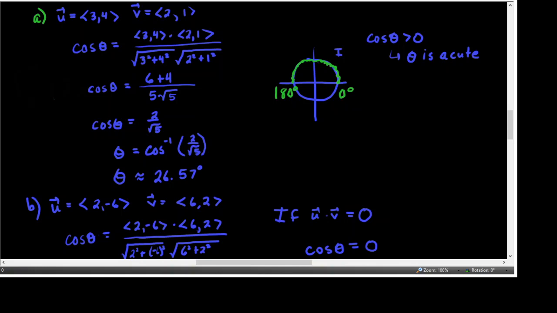Okay? So that cosine theta equals 2 divided by square root of 5 that we did with example A. Since that cosine value is a positive number, that makes sense that 26.57 degrees is acute. It's between 0 degrees and 90 degrees. As we just stated, if cosine of theta is equal to 0, then that implies that theta is a right angle.